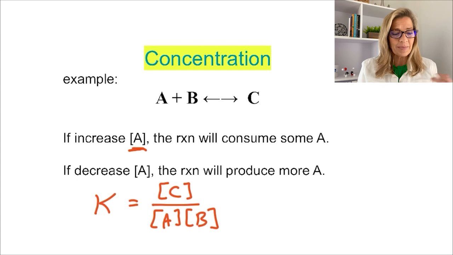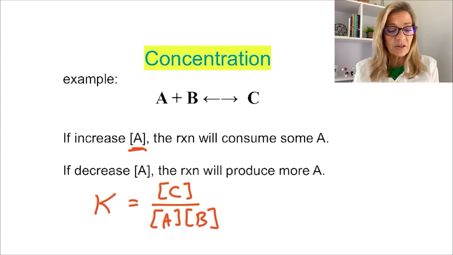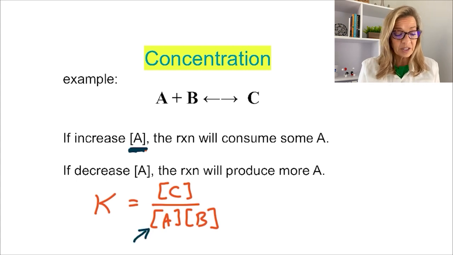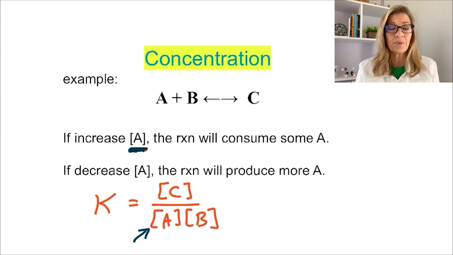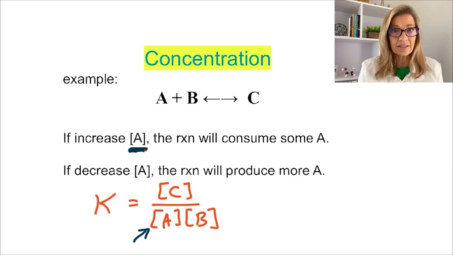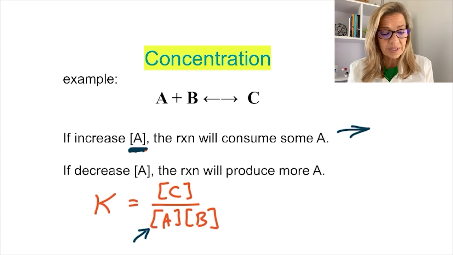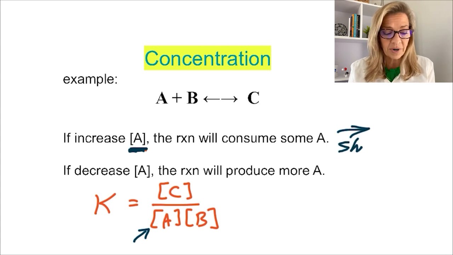So we have a system, A plus B is in equilibrium with C. What happens as we increase the concentration of A? Well, we have too much A down here, right? So what happens to Q? Q goes down, and what does it have to do? It has to get rid of that A. It's going to react some more A, and so we would say that would shift to the right. I would say shift right.